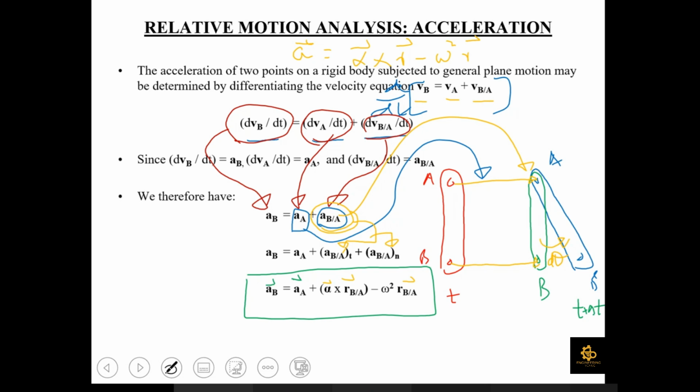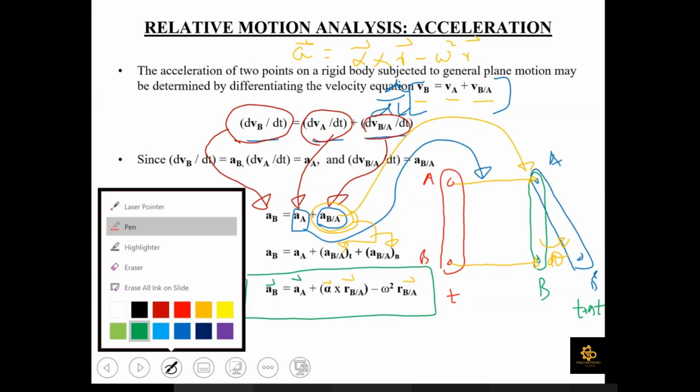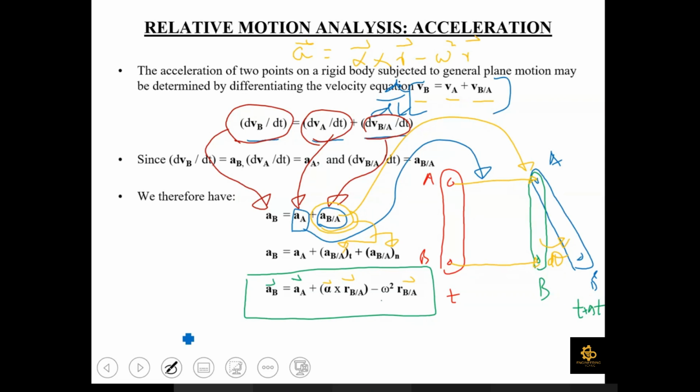So this equation is going to be applied on any rigid body which is undergoing general plane motion in order to relate A and alpha with each other. Is this point clear to all of you? Yes. Okay, now if we take a closer look at this relative acceleration equation, it involves this omega as well. What is omega?